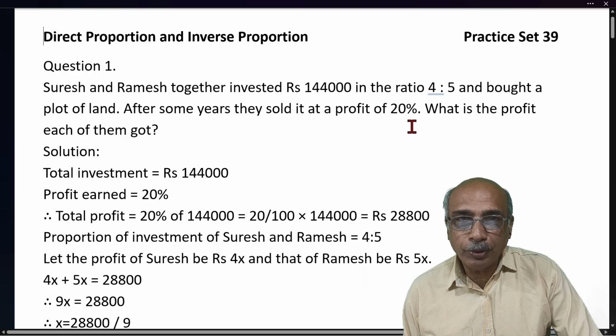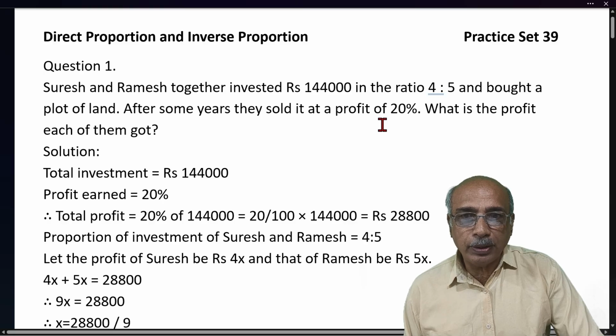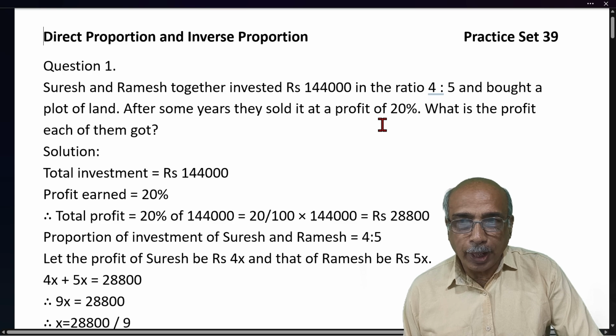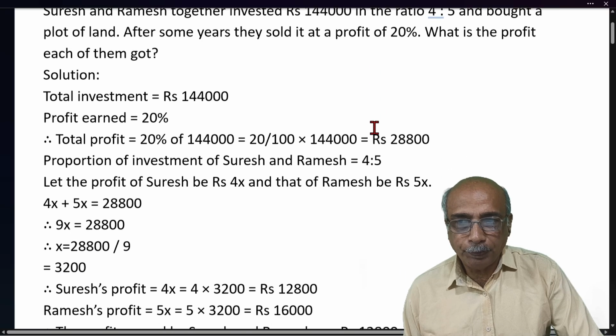We'll come to the exercise now. Question number 1. Suresh and Ramesh together invested rupees 1,44,000 in the ratio 4:5 and bought a plot of land. After some years they sold it at a profit of 20%. What is the profit each of them got?